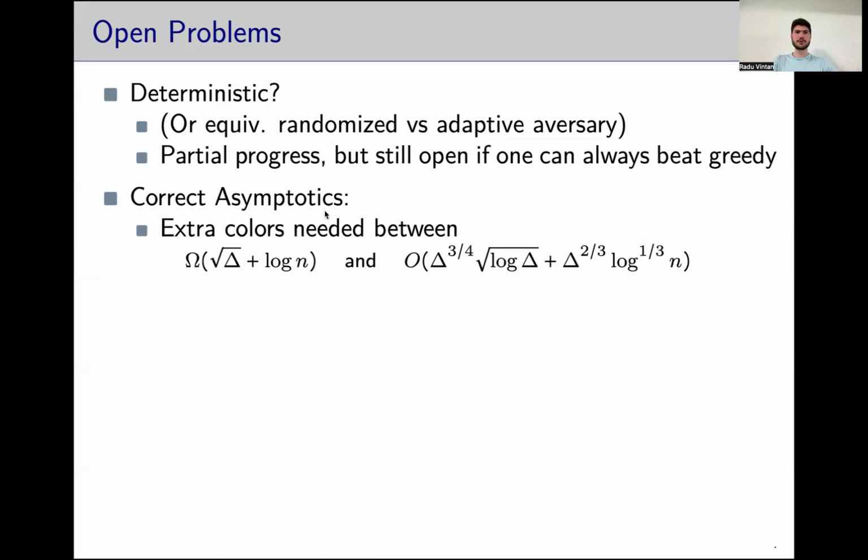And then, of course, one could think of fixing the correct asymptotics. There is the lower bound for the number of colors you need, the extra colors after delta, and our algorithm gives this upper bound. So it's still technically open which of these two is closer to the truth. But the most important thing has been settled, which is that one can achieve little o of delta here.